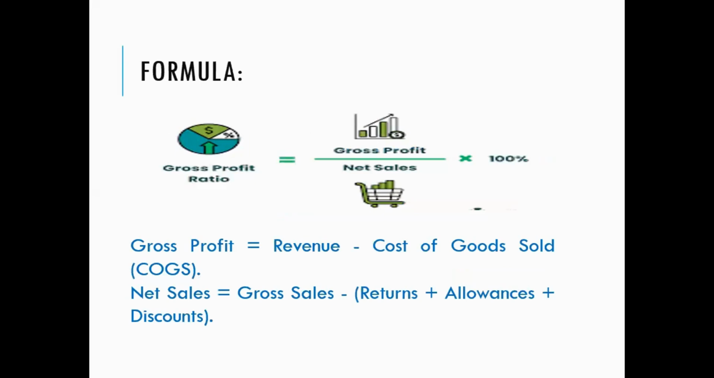Gross profit ratio equals gross profit by net sales into 100. Gross profit equals revenue minus cost of goods sold. And net sales equals gross sales minus return, minus return allowances and discount.